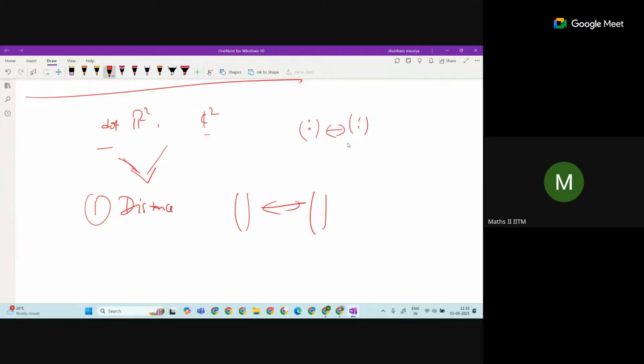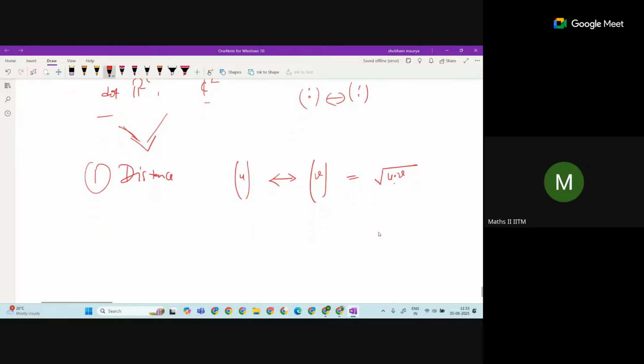And here is the role of the dot product. Let's say I have two vectors, u and v. The distance between these two vectors is nothing but root of u dot v. See, now the inner product, sorry, the dot product came, u dot v. Root of that.